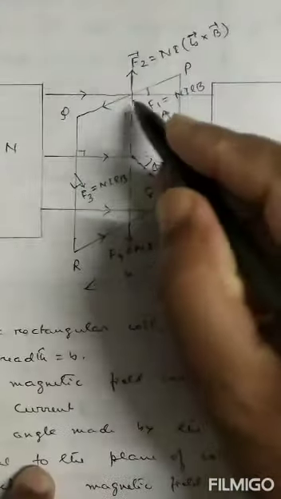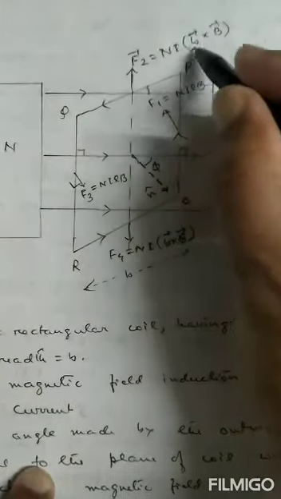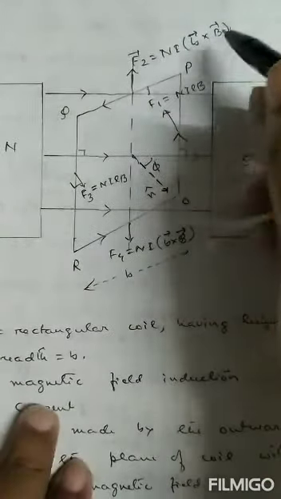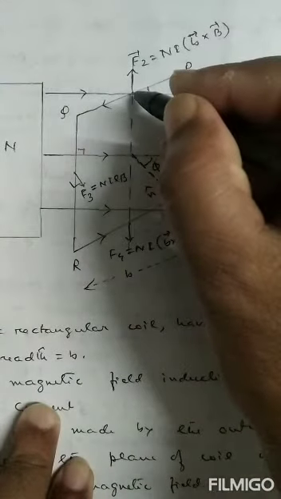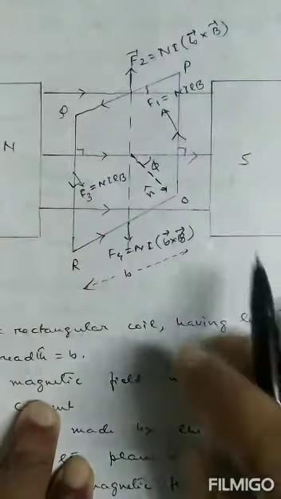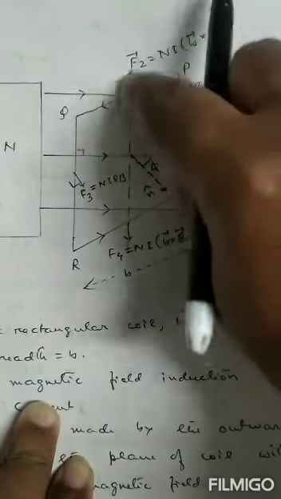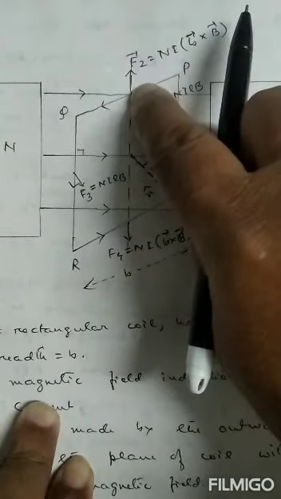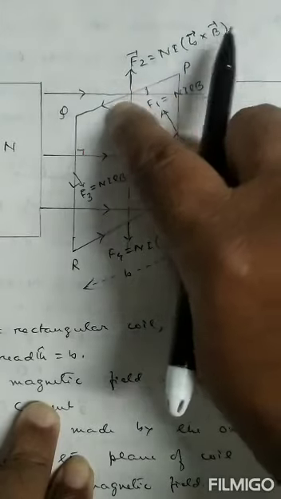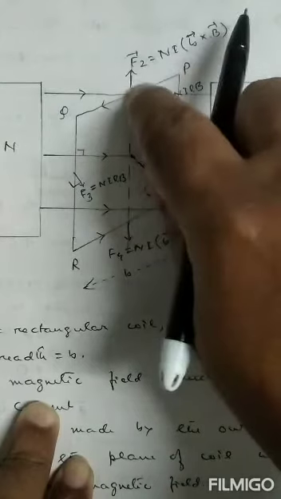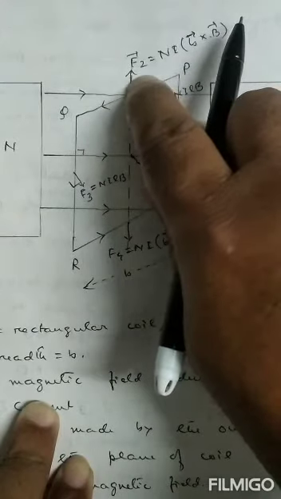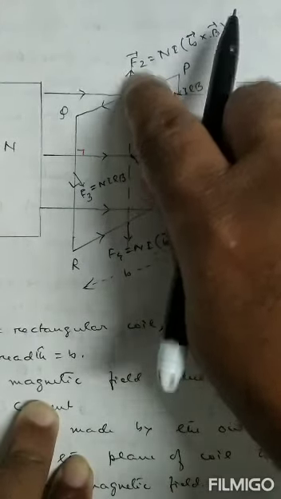So what is the force experienced on it? Again, N I l cross B, in vector form. So what is the direction of the force? The direction of the force is perpendicularly upward. It is upward in the plane of the paper. This force is perpendicular to the plane containing this conductor and the magnetic field, and it is upward. In this situation, this force is in the plane of the paper, but in this direction.